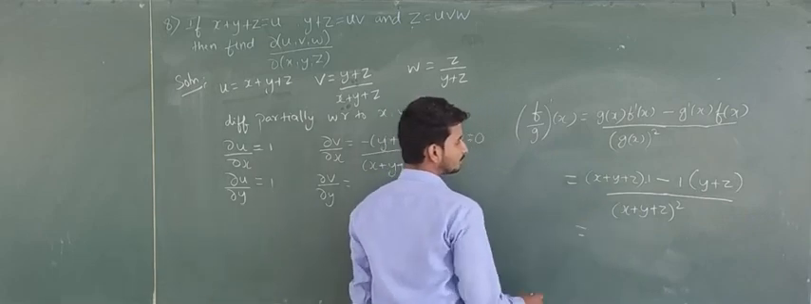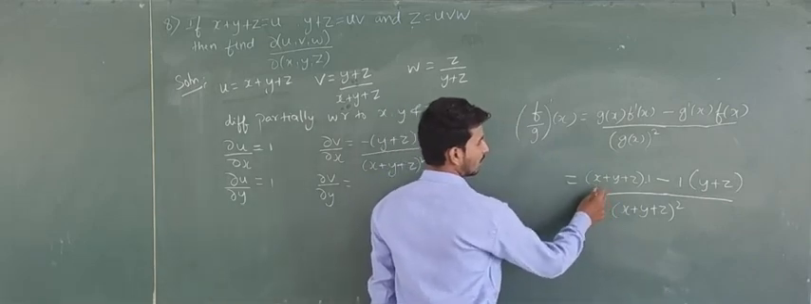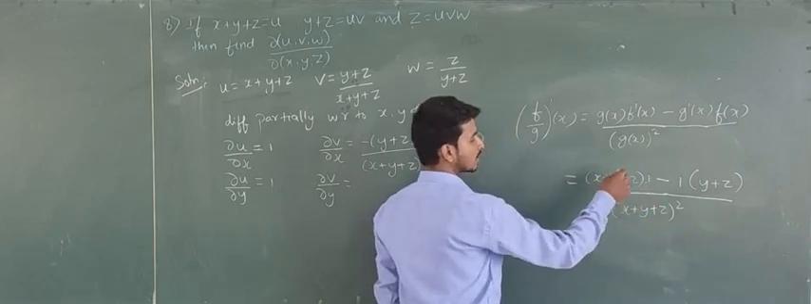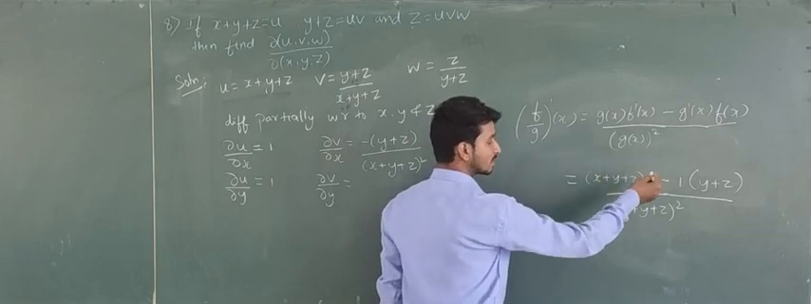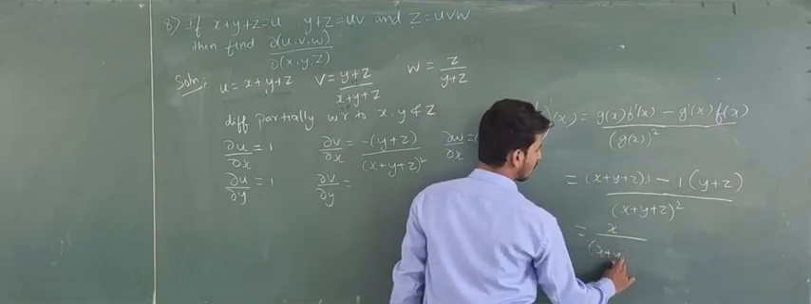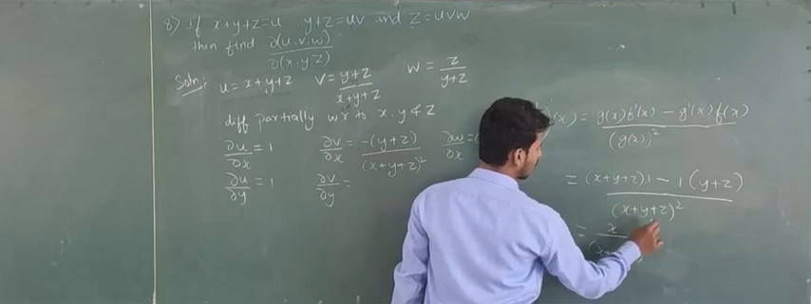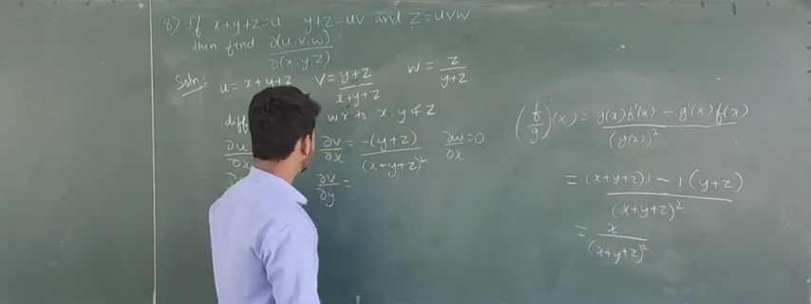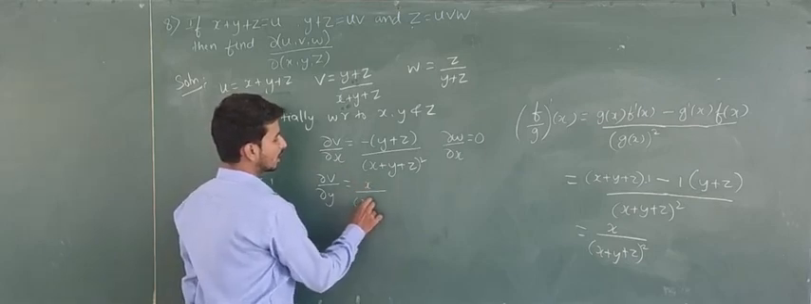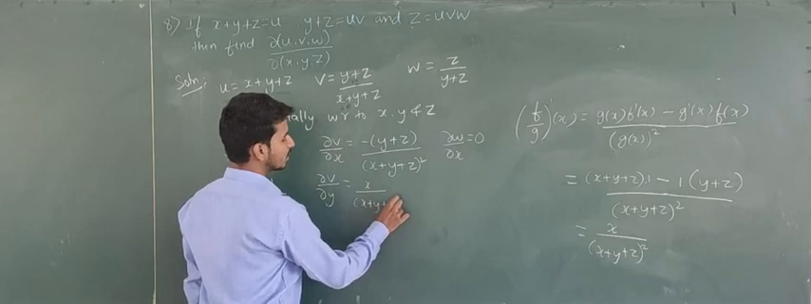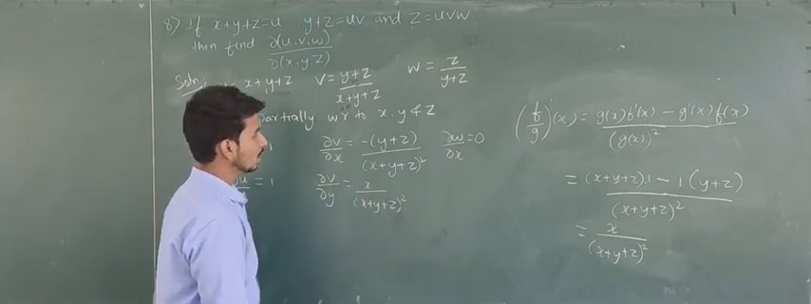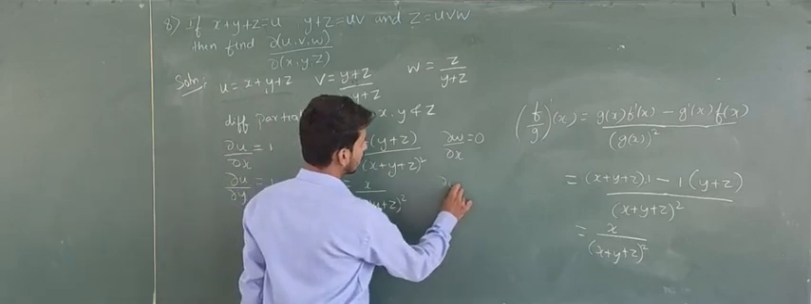It is nothing but here remaining y plus x plus y plus z minus y minus z. Here plus y minus y get cancelled and plus z minus z cancel. Remaining term is x, that is x divided by x plus y plus z whole square. This is the value of dou v by dou y. Dou v by dou y is nothing but x divided by x plus y plus z whole square.